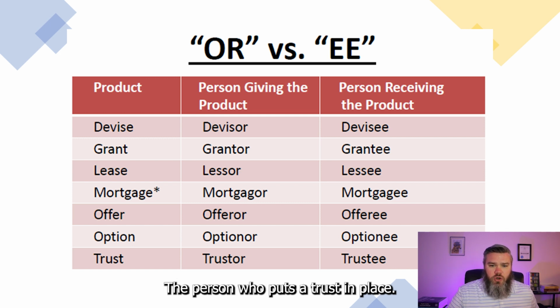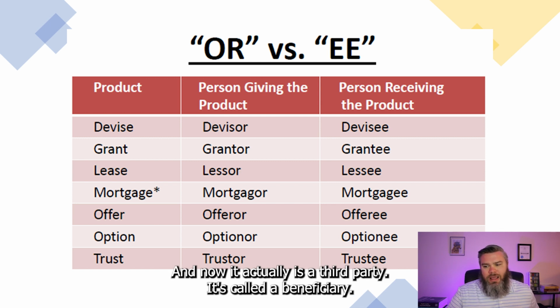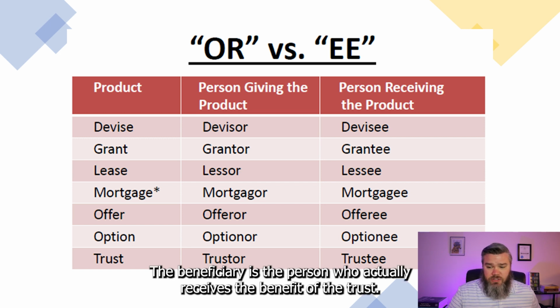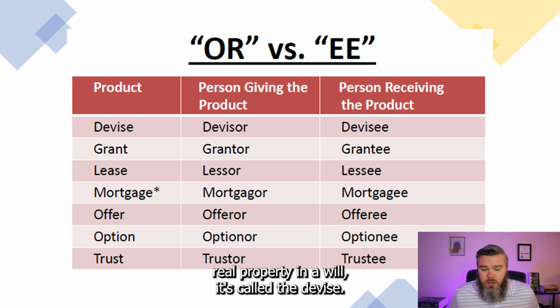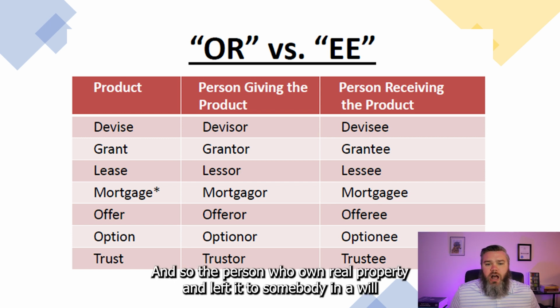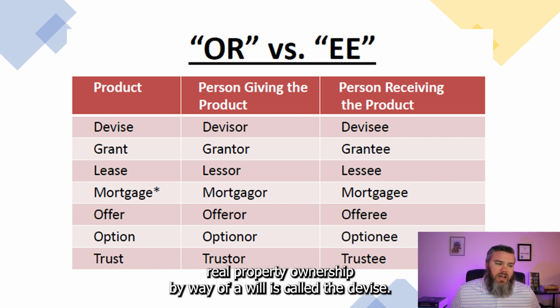The person who puts a trust in place is called the trustor. The person who oversees the trust is called the trustee. And that one actually has a third party. It's called a beneficiary. The beneficiary is the person who actually receives the benefit of the trust. And then devisor and devisee. Folks, when you leave somebody real property in a will, it's called a devise. And so the person who owned real property and left it to somebody in a will is called the devisor. The person who gains real property ownership by way of a will is called the devisee.